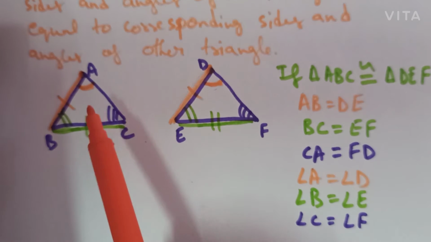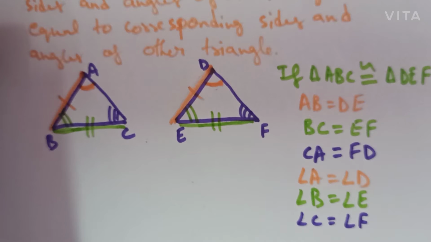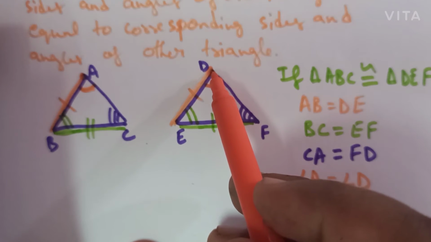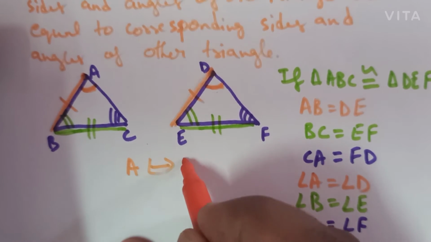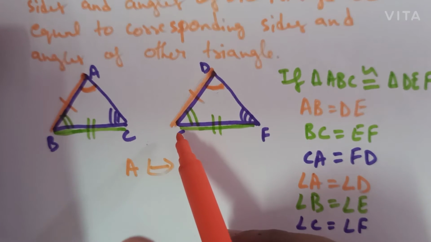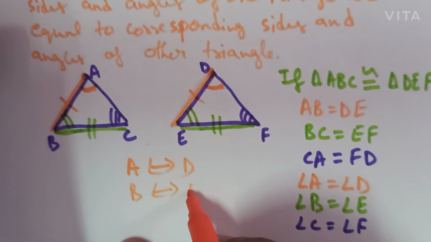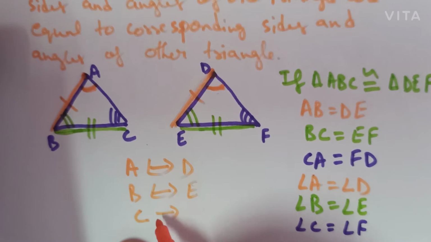So if we cover triangle DEF with triangle ABC, we will see which vertex is overlapping over which vertex. The two vertices which overlap each other are called corresponding vertices. So vertex A will come over vertex D, so we say that vertex A corresponds to vertex D. Similarly, vertex B will cover vertex E, so vertex B corresponds to vertex E, and vertex C will cover vertex F, so vertex C corresponds to vertex F.